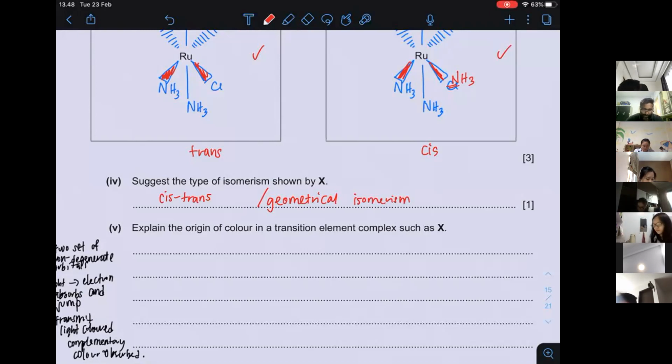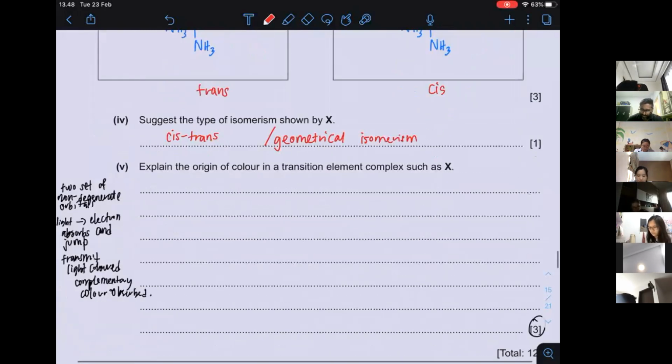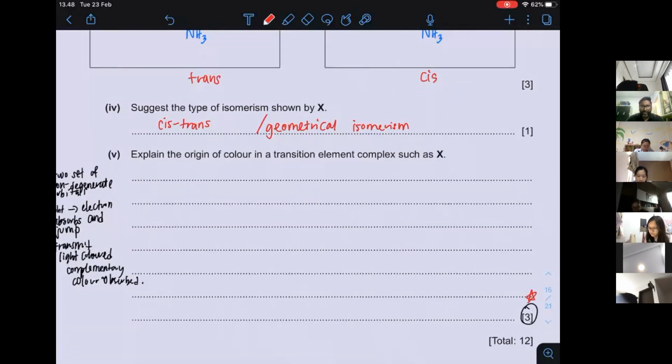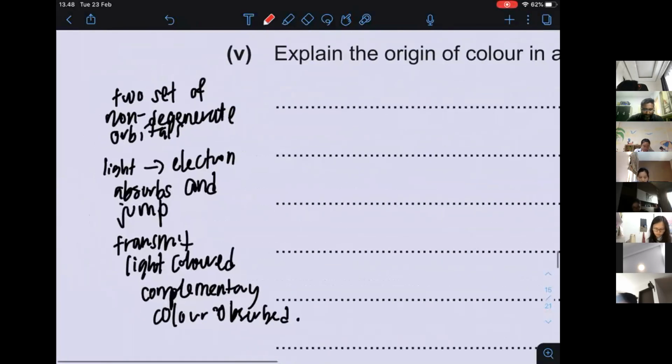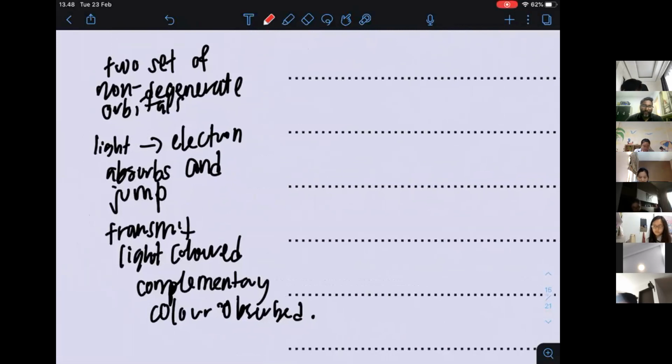Now explain the origin of color in transition element complex such as X. This one we have done many times already. It is 3 marks, so please take note, there are 3 important points that you need to consider. I've written down some important points over here. The presence of ligands will split the d orbitals. You must mention it's d orbitals here. They will create 2 sets of non-degenerate d orbitals, which means different energy levels.